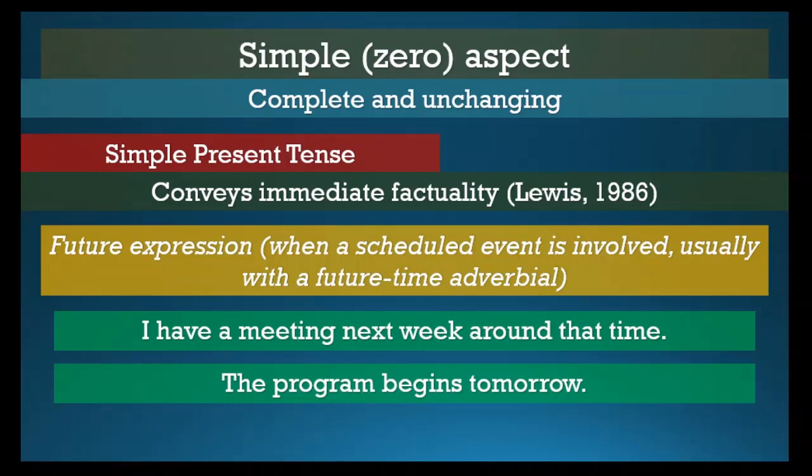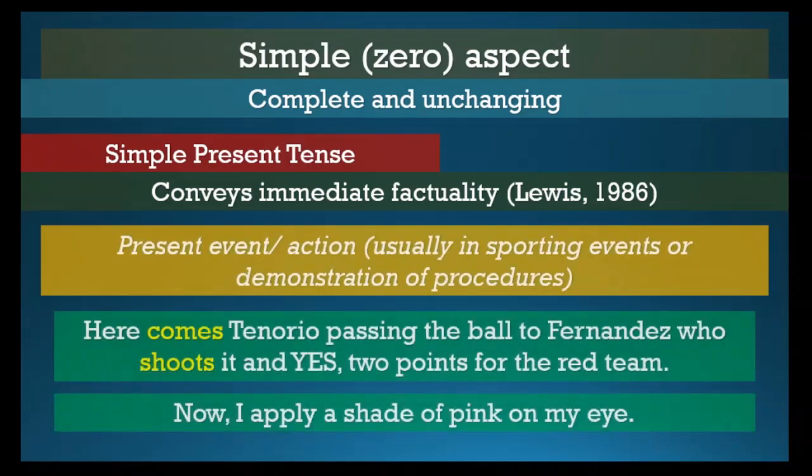Now, I don't know if you have been listening to broadcasts of sporting events, but probably you have heard the announcer saying, here comes Tenorio passing the ball to Fernandez, who shoots it, and yes, 2 points for the red team. In events where the actual event is happening, we use simple present tense. That's why it's here comes Tenorio passing the ball, Fernandez shoots. You've heard anchors on Studio 23 on UAAP. You would know that this is rather evident.